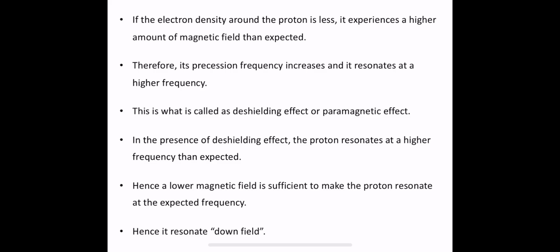Therefore, its precession frequency increases and it resonates at a higher frequency. So a higher frequency is required for the nuclei to have resonance. This is called the deshielding effect or paramagnetic effect. In the presence of the deshielding effect, the protons resonate at a higher frequency than expected. That is why a lower magnetic field is sufficient to make the proton resonate at the expected frequency, and hence it resonates downfield.